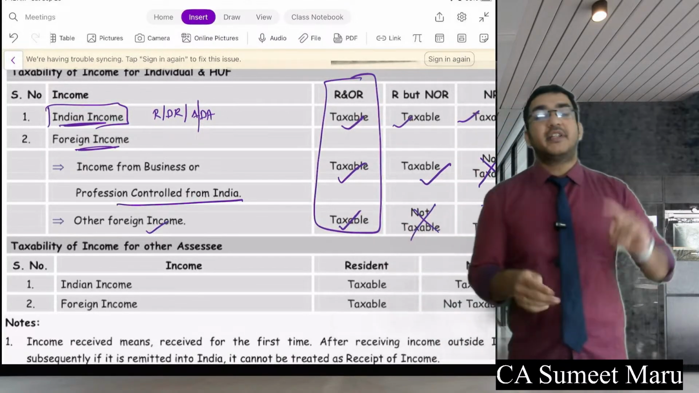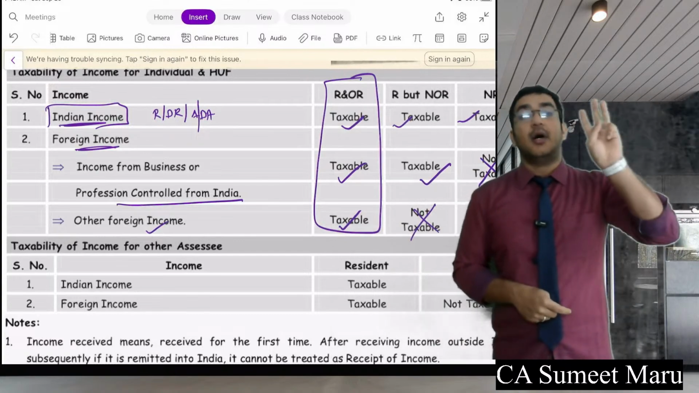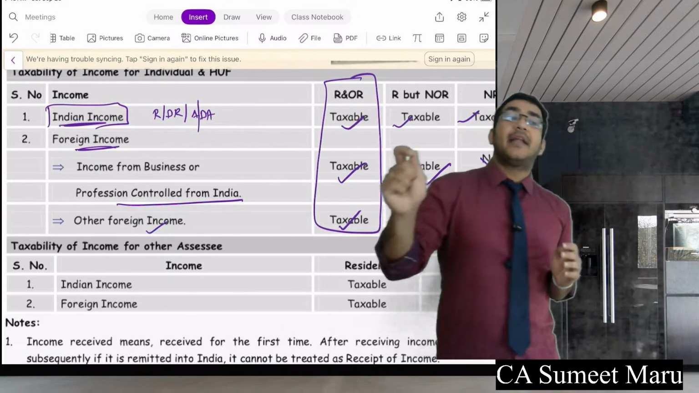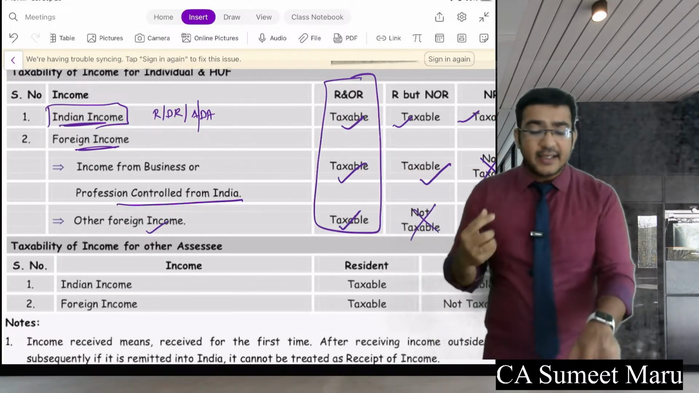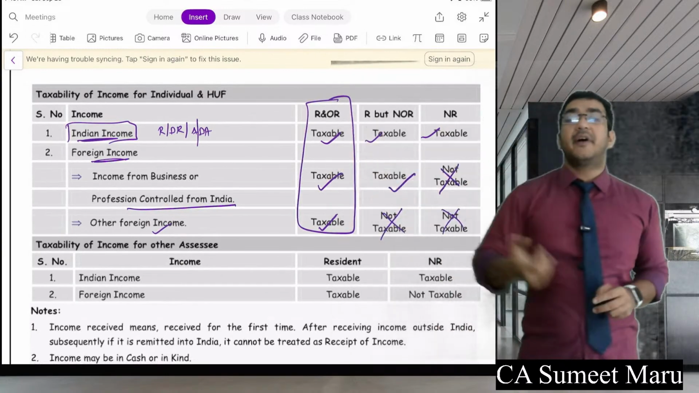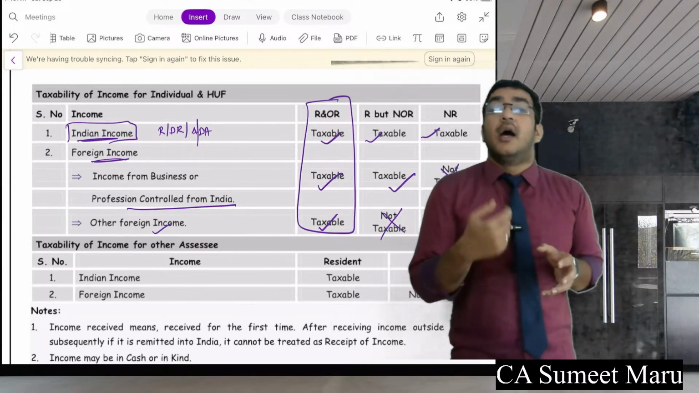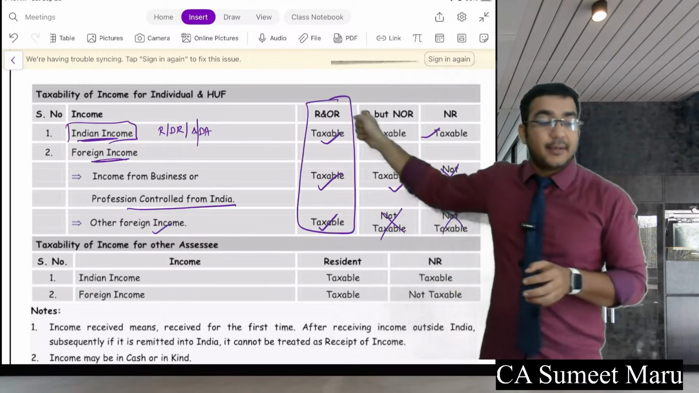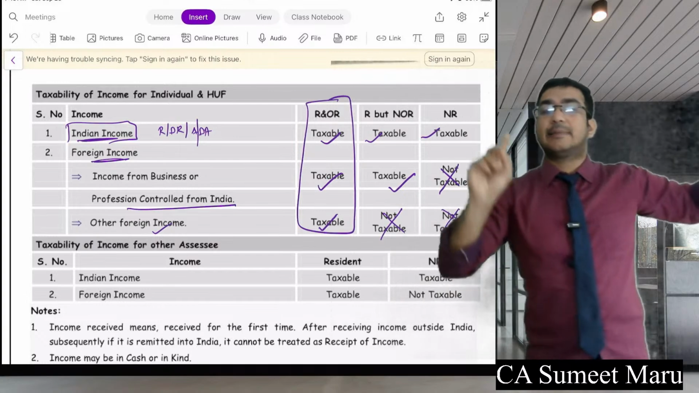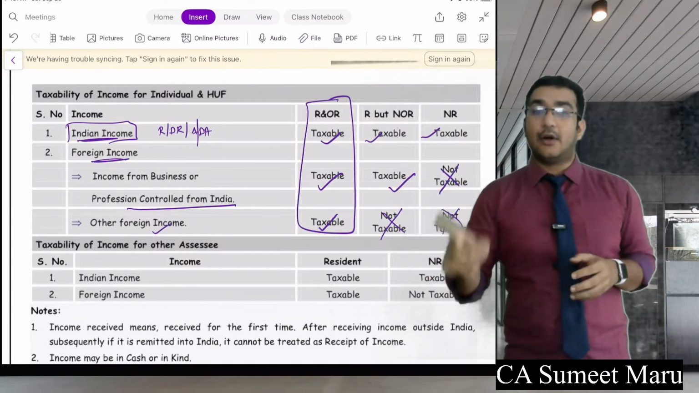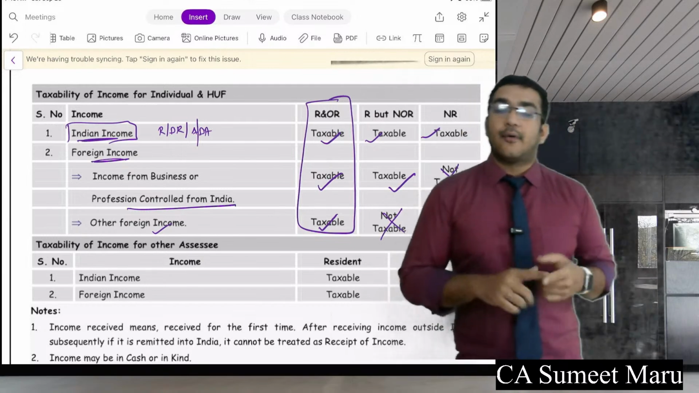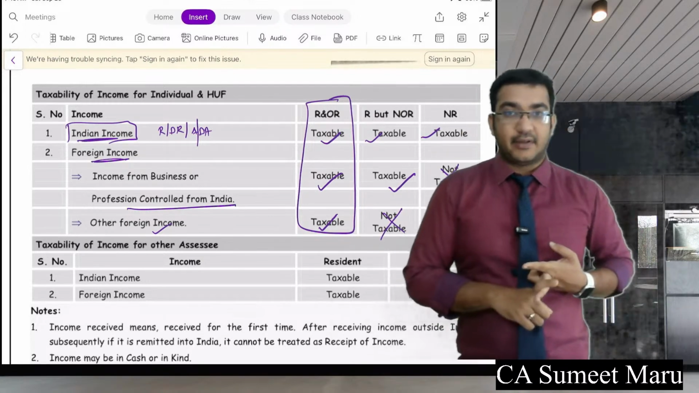Indian income is the income which is received, deemed to be received, accrued, or deemed to be accrued in India. If income is Indian income, it is taxable in all cases, for all persons. Further, income of an ROR is taxable in all cases. When a foreign income is controlled from India, it is taxable only in ROR and RNOR. Foreign income controlled from outside is not taxable in RNOR and NR as well.